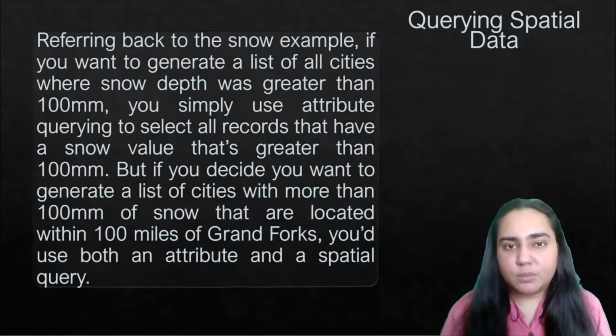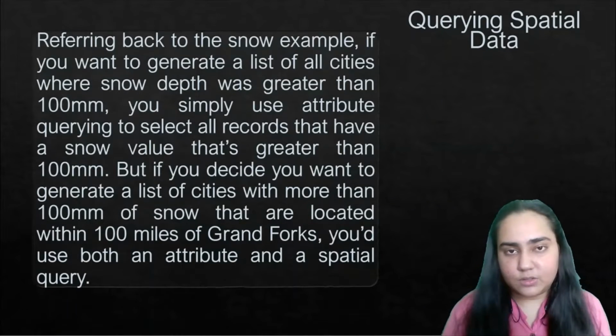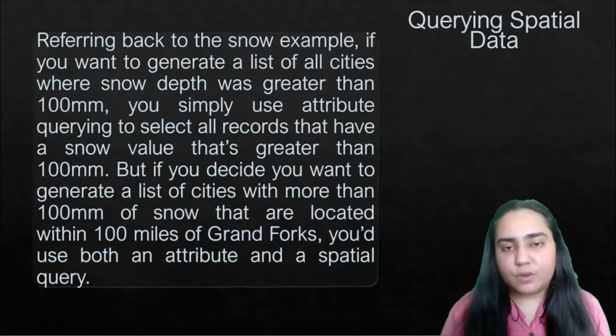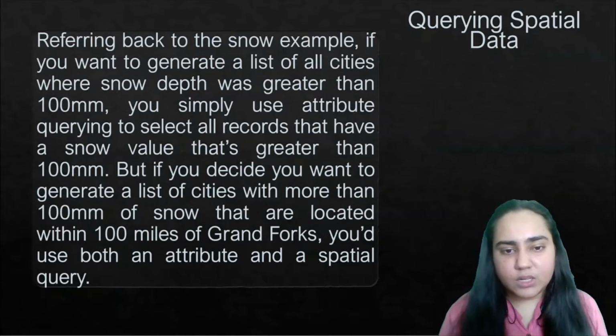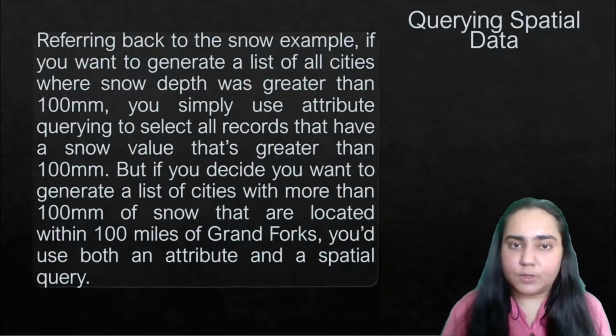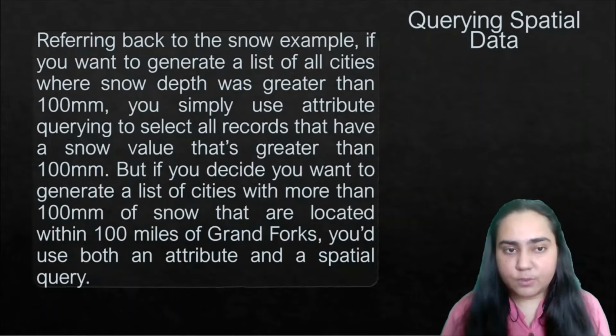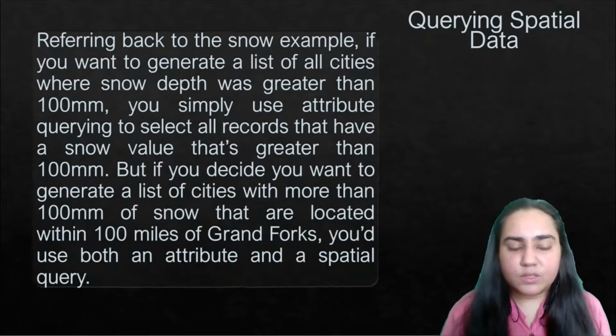Referring back to the snow example, the example I gave in my first video on GIS, so you can check that if you haven't watched it yet. In that, there was an example about how much it is snowing in each of the cities, and you wanted to plot that on the map and show how much snow is there. If you want to generate a list of all cities where snow depth was greater than 100 millimeters, then you can simply use attribute querying to select all records that have a snow value greater than 100 millimeters.